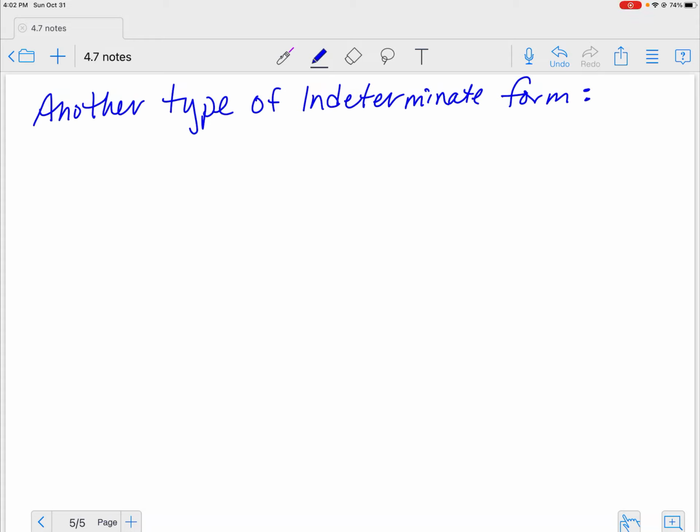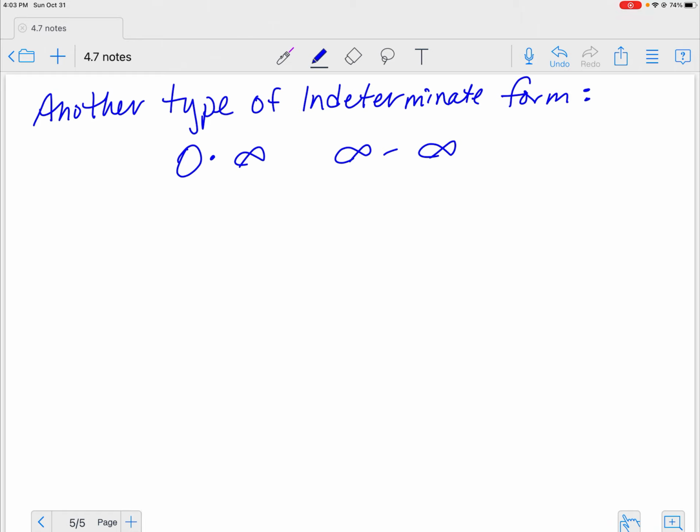Okay, so with L'Hopital, we have to have a rational expression. However, there is another type of indeterminate form. You're going to learn more in Calc 2 also, but for us right now, we have 0 times infinity or infinity minus infinity. That's an infinity, contrary to what it may look like.